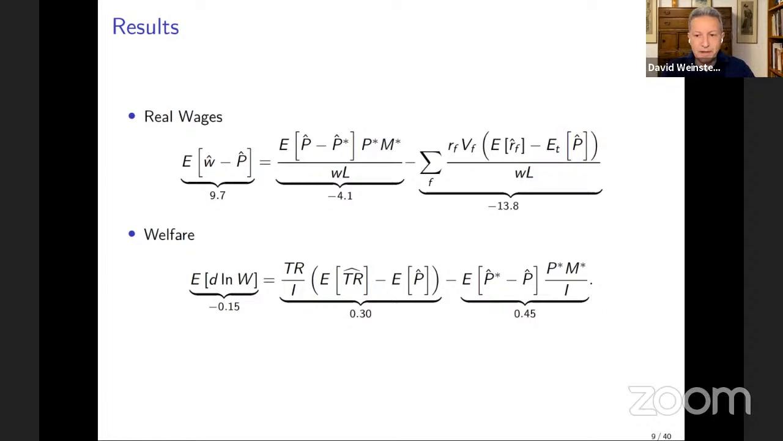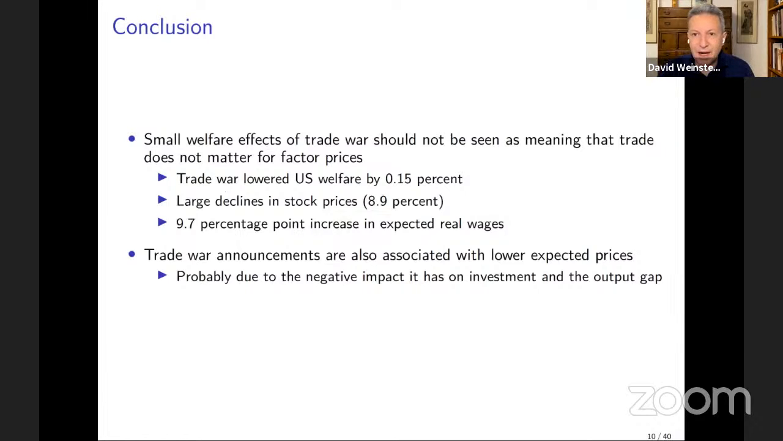In terms of welfare, we find that welfare declined by about 0.15%, and welfare in our model is made up of two elements. One is the additional tariff revenue that is generated, but then of course you have to subtract off the higher costs to firms in our model for the additional import prices. So I'm out of time.